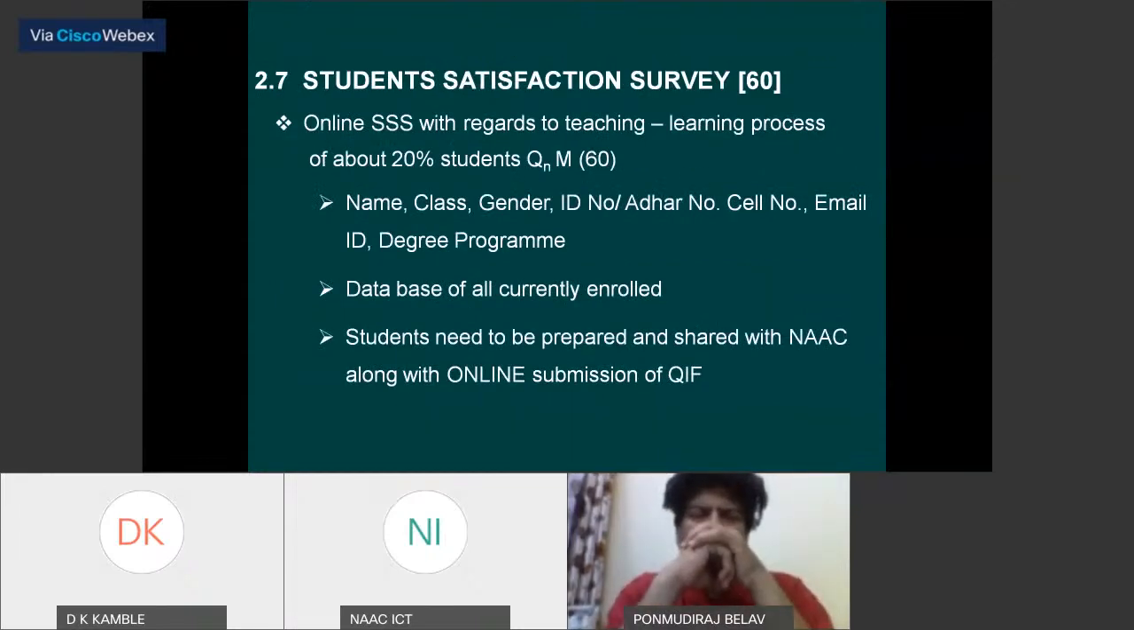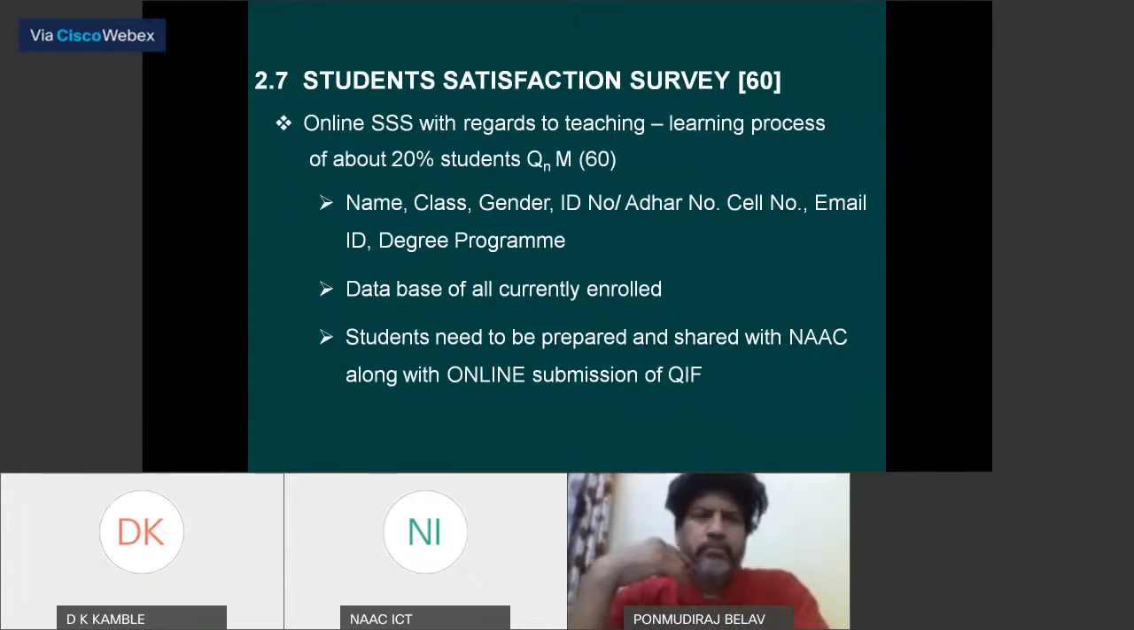Then student satisfaction survey. For this, I can give 3-4 minutes, especially for the student satisfaction survey. The 60 weightage is kept only for affiliated and constituent colleges, and 50 weightage is kept for autonomous colleges. And 30 weightage for the student satisfaction survey is only for university level.